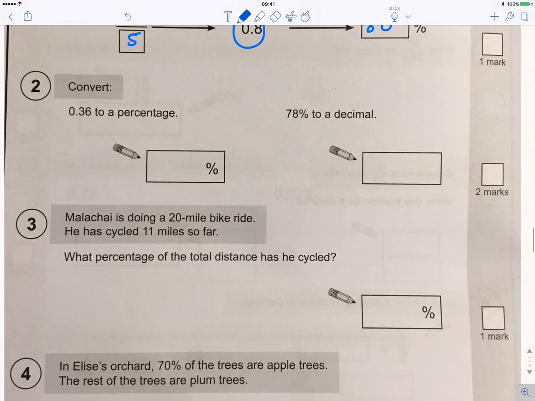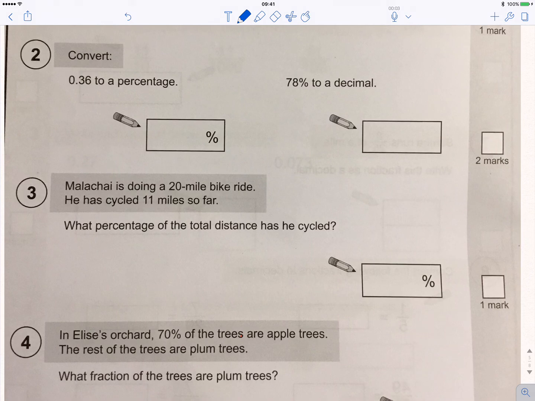Let's go to the next question now. It says convert 0.36 into a percentage. So 0.36 is clearly 36 over 100. And as a percentage, that will be 36%.